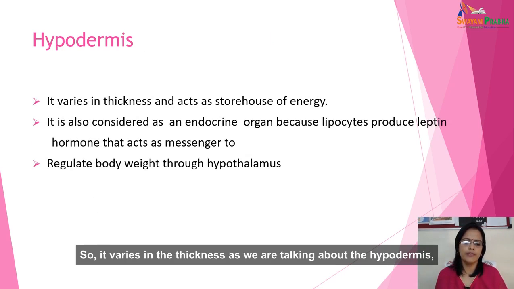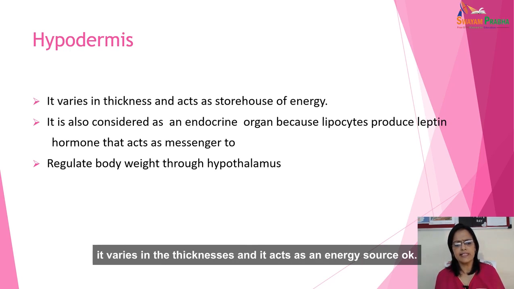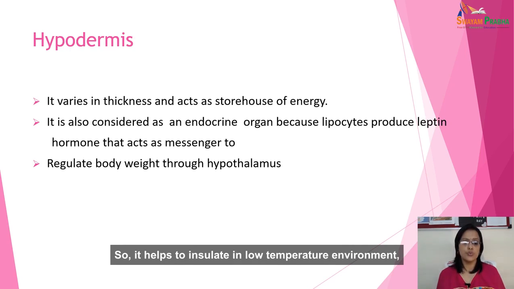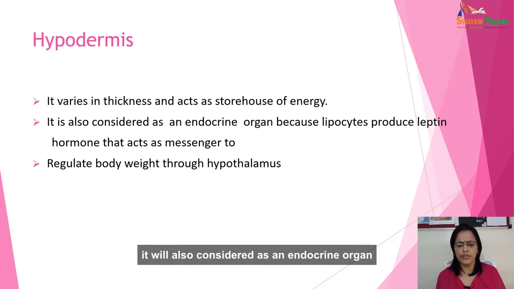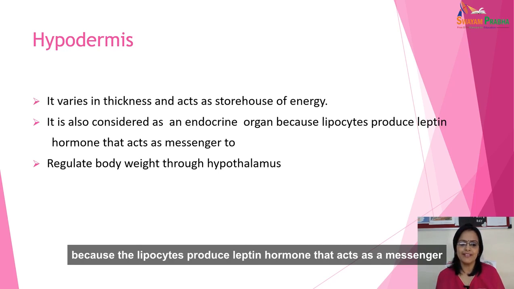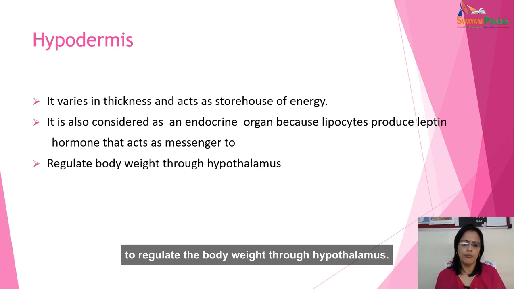So it varies in thickness, as we are talking about the hypodermis, and it acts as an energy source. It helps to insulate in a low temperature environment. It is also considered an endocrine organ because the lipocytes produce leptin hormone that acts as a messenger to regulate the body weight through the hypothalamus.